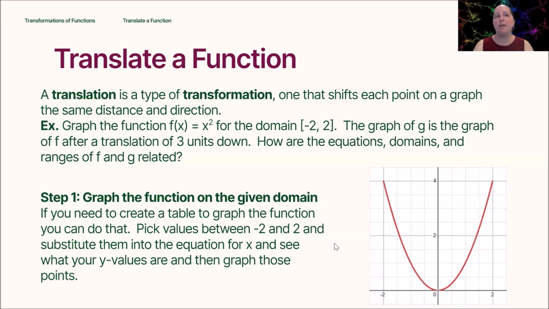So I need to create a table to graph the function. You can do that. I can pick any points. So I can do -2. So -2 squared would give me 4. So that's how I'm graphing those points. Also notice the brackets, which means those points are included. Okay.